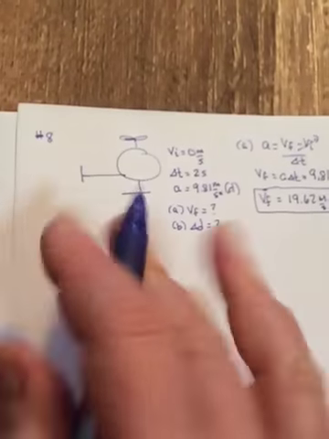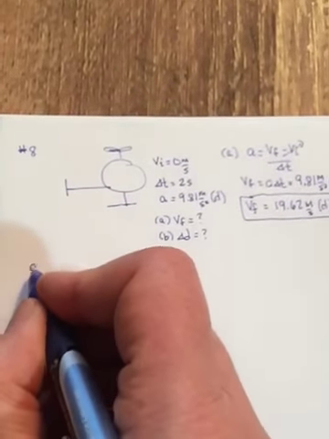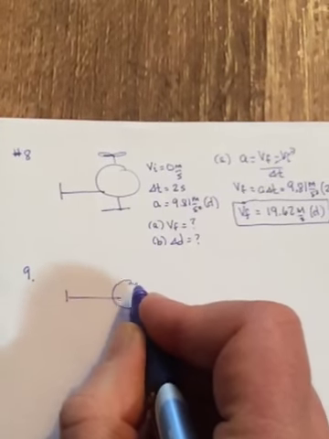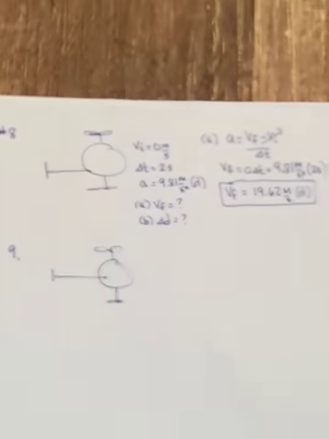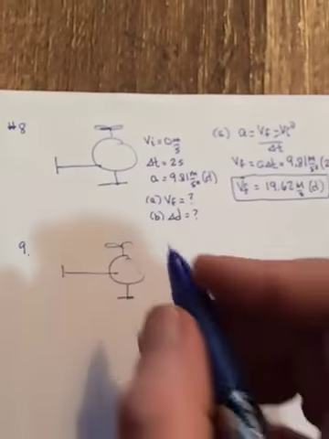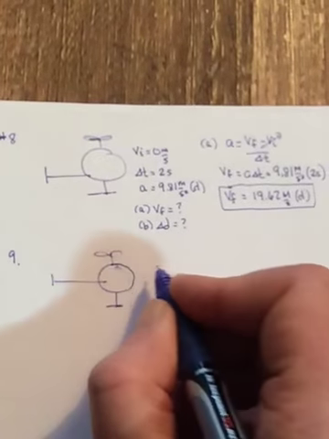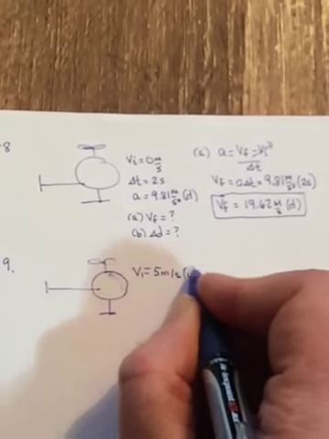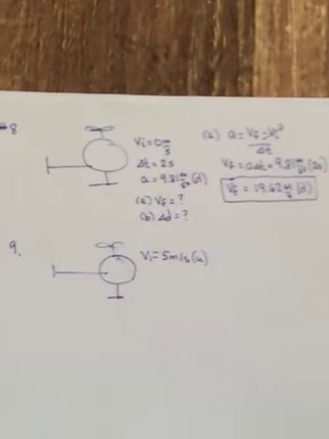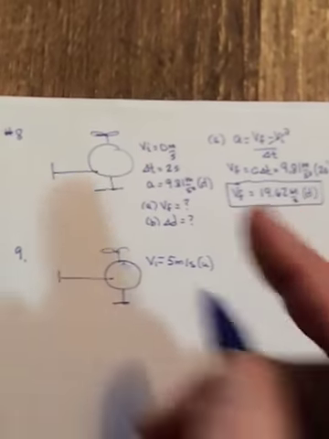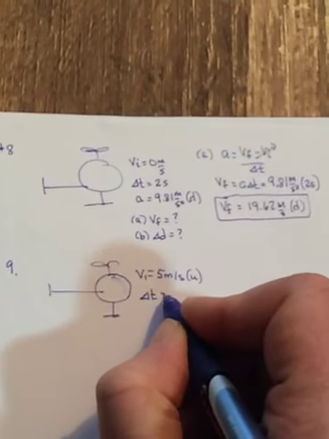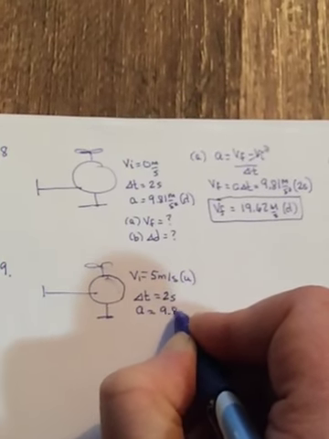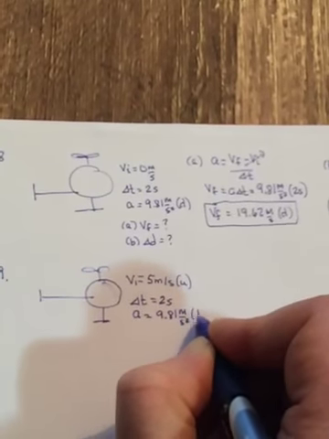Number 9 is Kyle in the same helicopter. Okay, so we have the same helicopter here. But this time, it says the helicopter is rising. So the VI this time is 5 meters per second going up. The helicopter is rising when he releases the bag. So delta T is still 2 seconds. Okay, A is still 9.81 meters per second squared down.